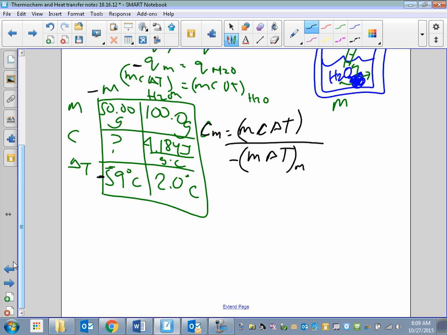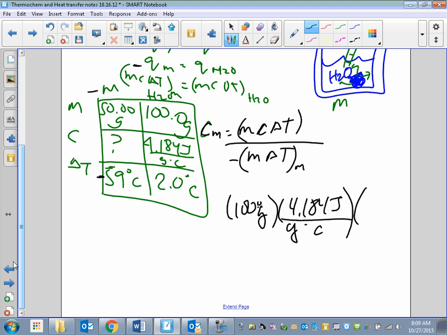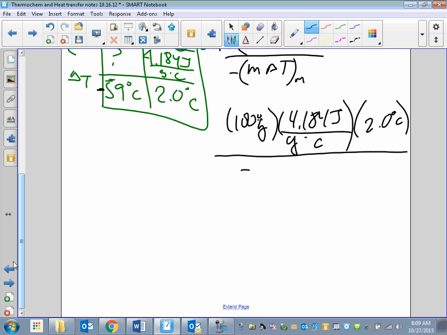Okay, so then plug. We have 100.0 grams, 4.184 joules per gram degree C, delta T is 2 degrees C, over negative, what was the mass? 50 grams times negative 59. So you can see, point proven, the negatives do cancel each other out. And that would give us C of metal. Give me an estimate before you calculate. What can you simplify in your math?